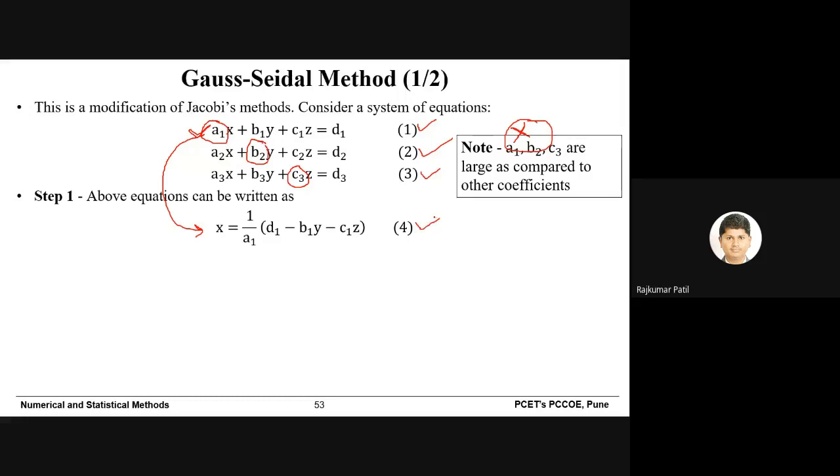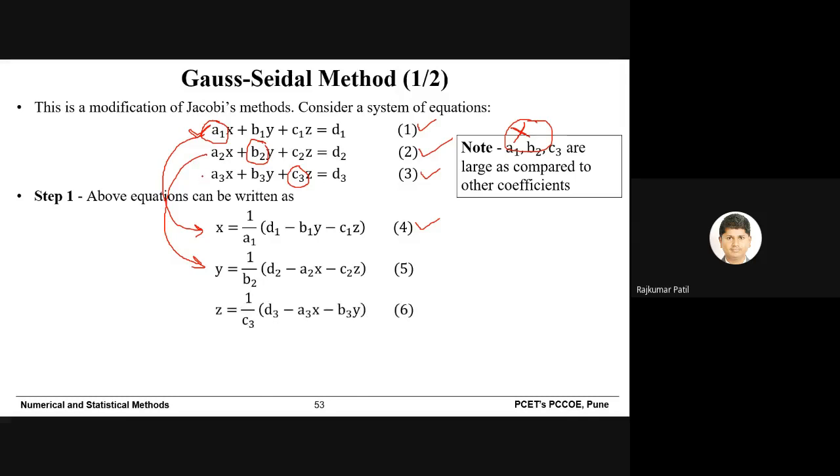Similarly, equation number 2 you need to rewrite in terms of y. On the left side y will be there and the remaining terms will be on the right side. So y is equal to 1 upon b2 into bracket d2 minus a2x minus c2z. That will now be equation number 5.